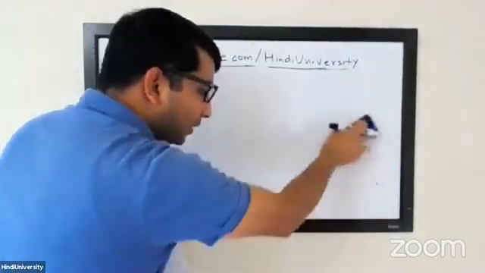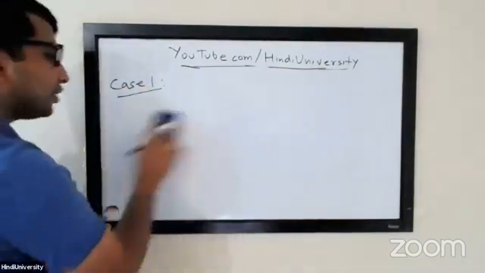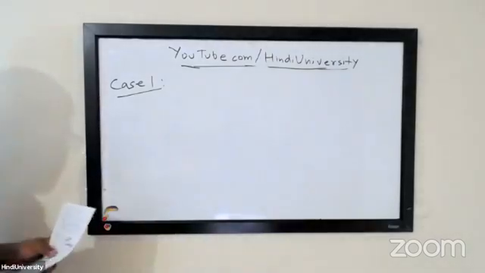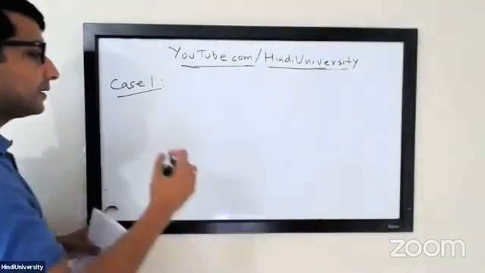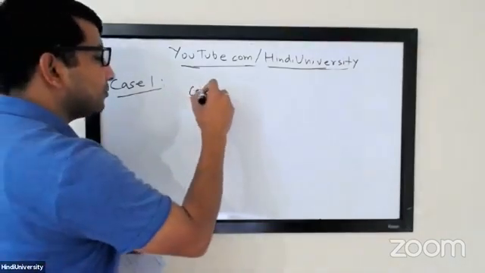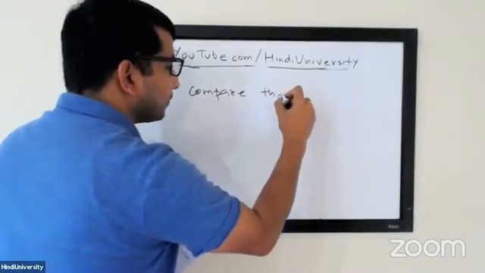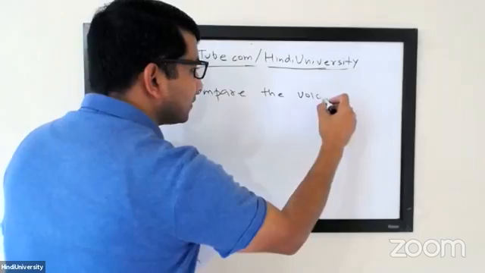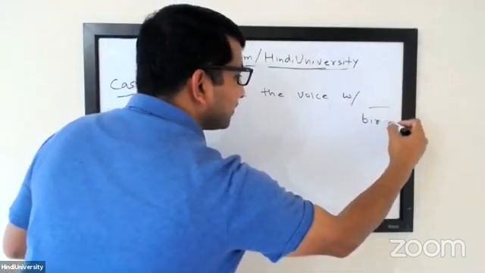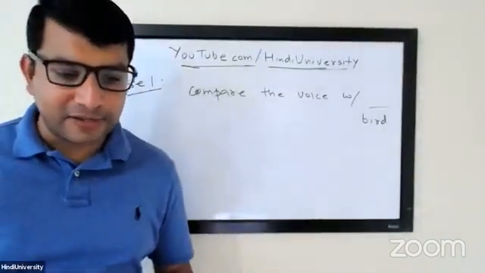We are still on case number 1. We have not used it with any of the pronouns yet. If you look it up right now, we have only used it with the noun. Let's say you want to compare someone's voice with something. How would you say that? Like you heard someone singing and you want to compare their voice with a bird, or however it is said in your native language.